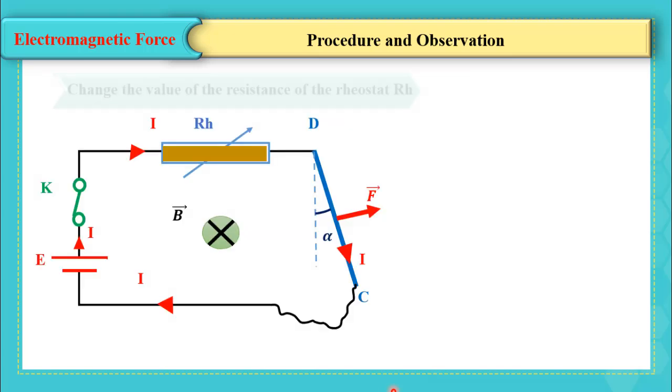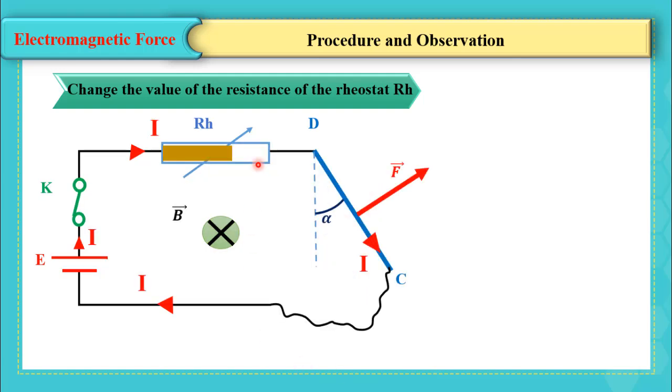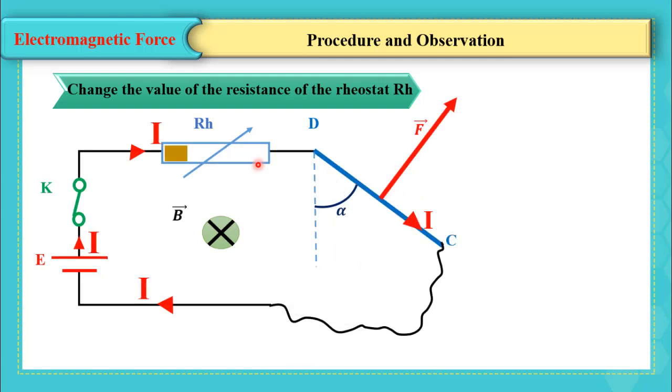What about the magnitude? We decrease the value of the resistance of the rheostat, which leads to the increase in the value of the current, since R and I are inversely proportional due to Ohm's law. We noticed that the angle of deviation of the rod increased, which means that the force is increased. We increased also the magnitude of the magnetic field for a given value of resistance. The angle of deviation also increased. What does that mean? It means that the magnitude of the force is increased.